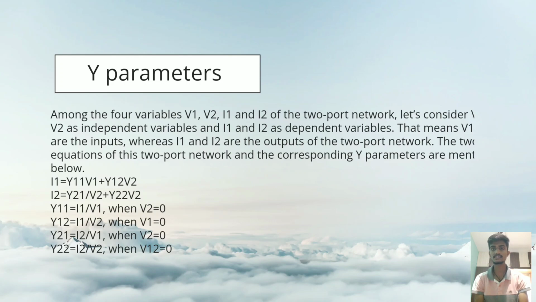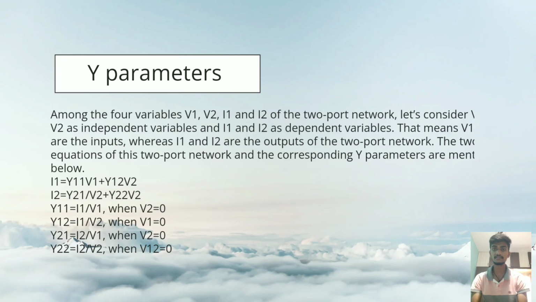Among the four variables V1, V2 and I1, I2 of two-port networks, let us consider V1 and V2 as independent variables and I1 and I2 as dependent variables. That means V1 and V2 are input parameters and I1 and I2 are output parameters. The two equations of two-port networks corresponding to the Y parameters are mentioned below. I1 equals Y11 V1 plus Y12 V2. I2 equals Y21 into V1 plus Y22 into V2.